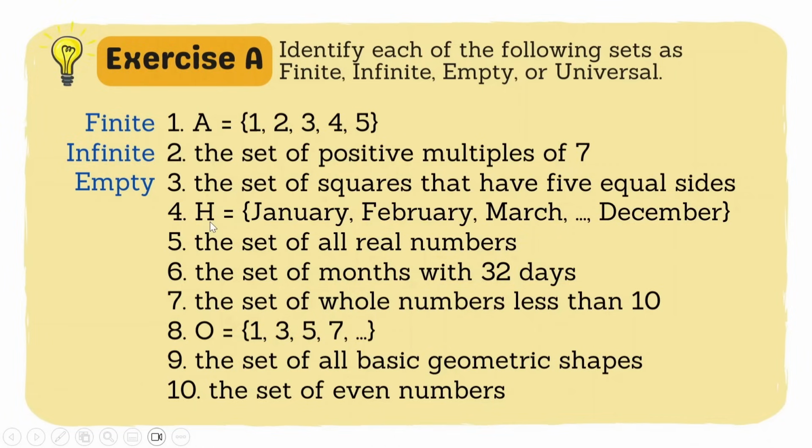Next, number 4, we have set H. We have January, February, March, and up to December. Okay, as you can see, meron tayong ellipsis, pero meron tayong end dito which is the December. So, all months from January hanggang December. So, ilang buwan lahat yon? There are 12 distinct elements. Therefore, this is just a finite set.